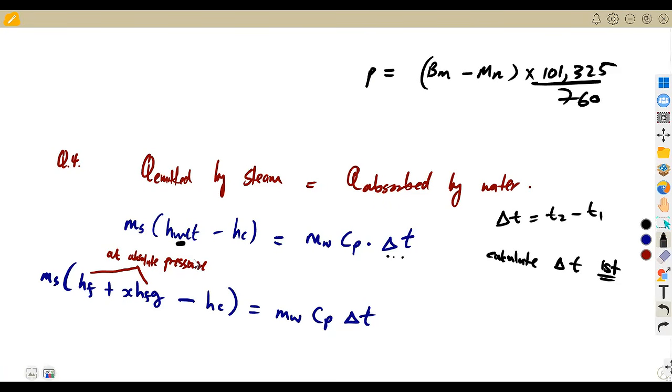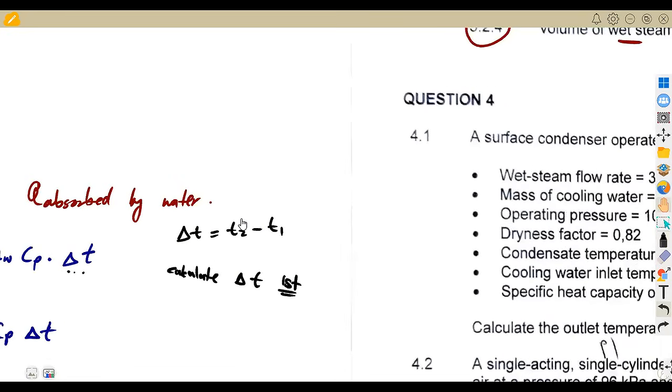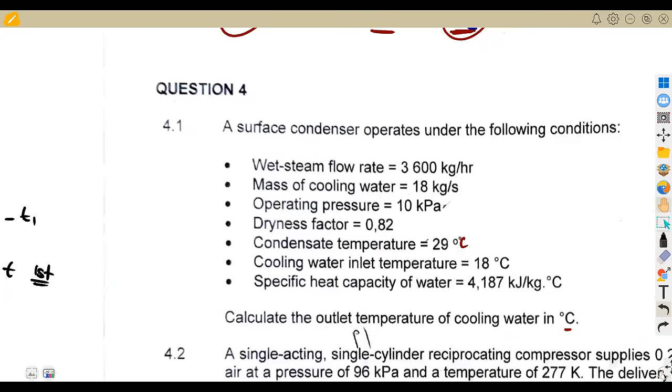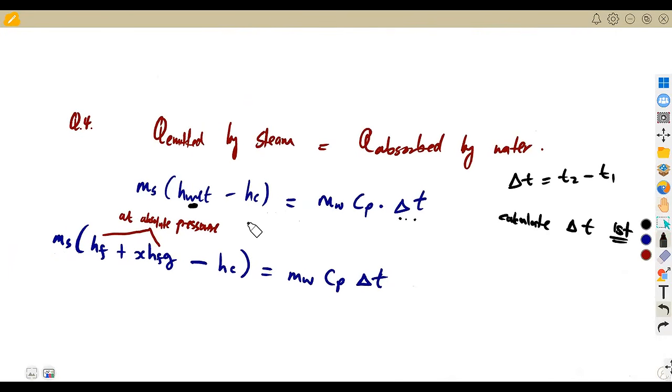And if you are working with a condenser, you're going to subtract. If you are working with a calorimeter, you're going to add. But this one, we do not have these values, so we're not going to consider this. But that is the condition there. Then this HC. So this absolute pressure here, we are given as the operating pressure. This is our absolute pressure, so we are taking this at 10 kilopascal.